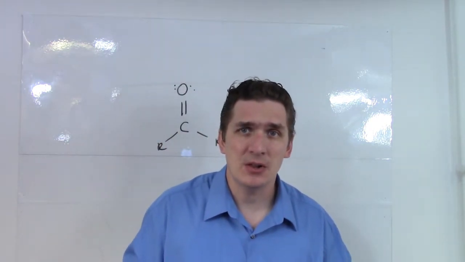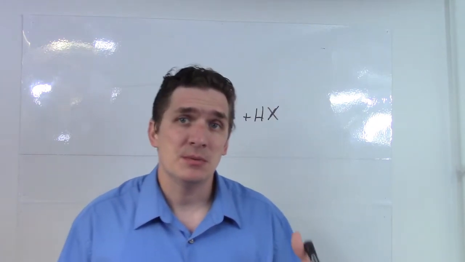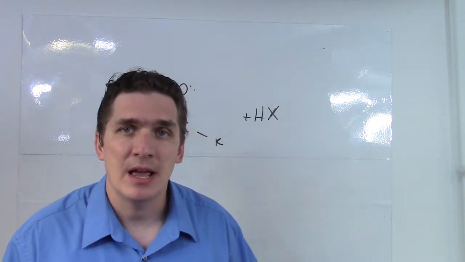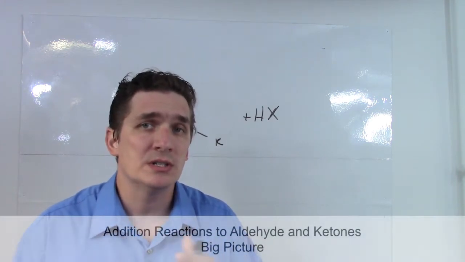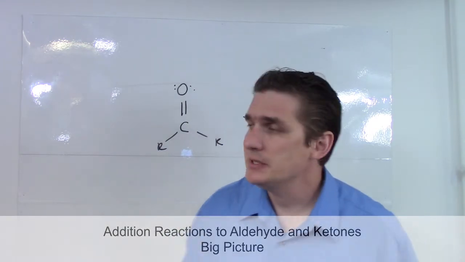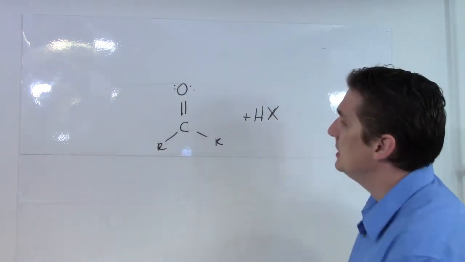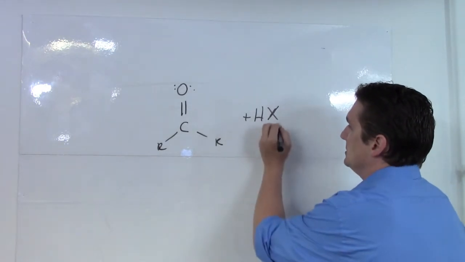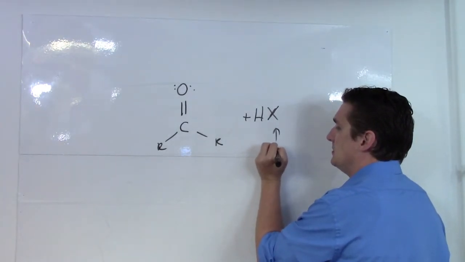So some of the videos that follow from here on are addition reactions to aldehydes and ketones. And really, we're going to talk about a lot of them, but they're all going to kind of follow the same pattern. We always have our aldehyde or ketone, and we always have some molecule HX that's going to add to it. So the X here is our nucleophile.